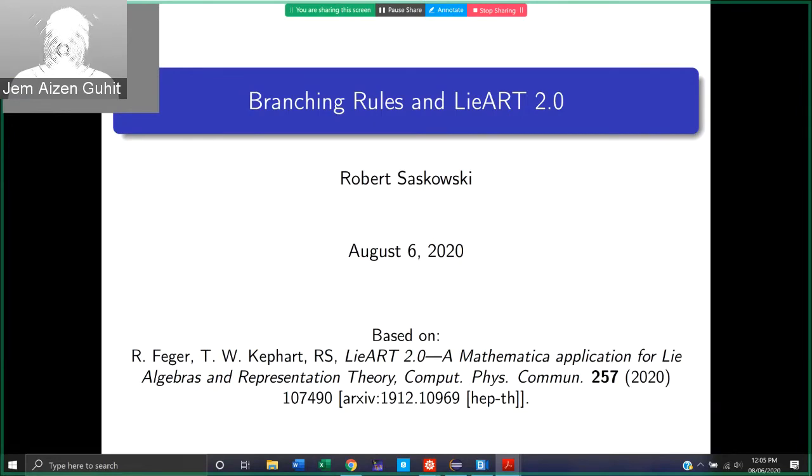Robert is a rising second-year graduate student working with Professor Jim Liu. Today he will be presenting on the research he did on Lie algebras and their branching rules with the LieArt Mathematica program while he was an undergraduate at Vanderbilt University. Robert, you have the floor now.